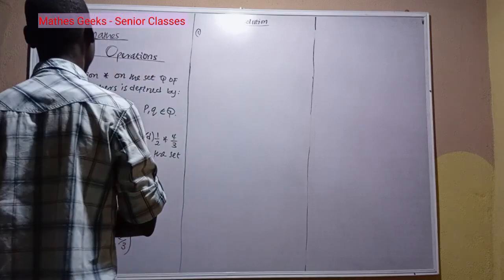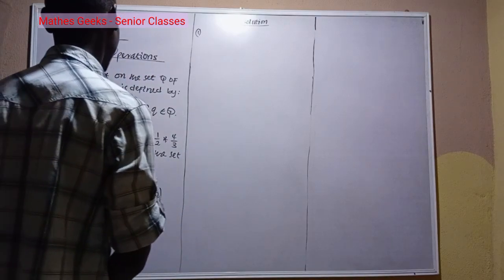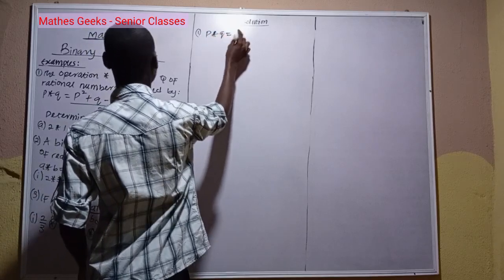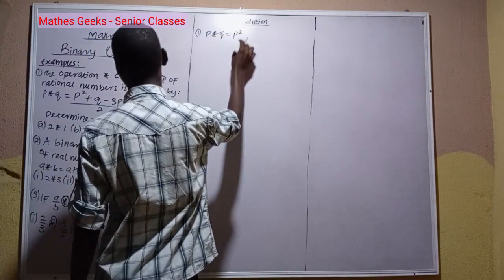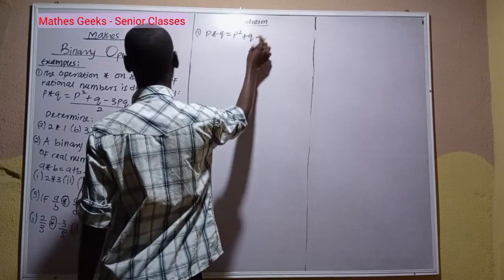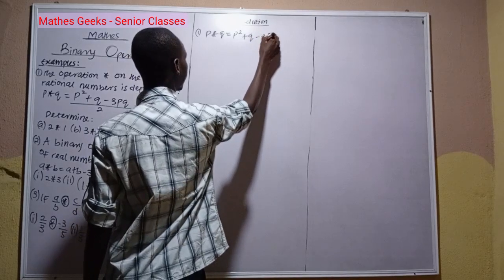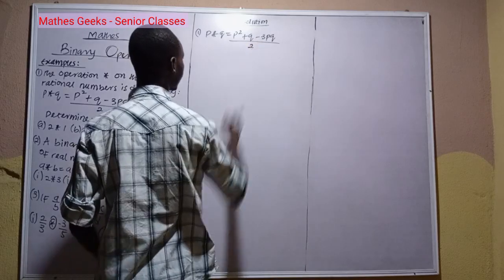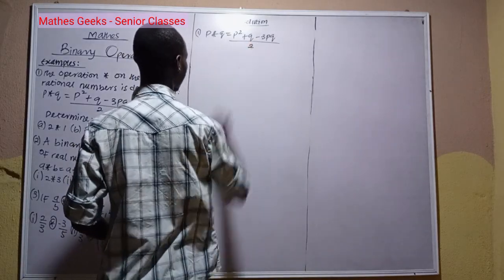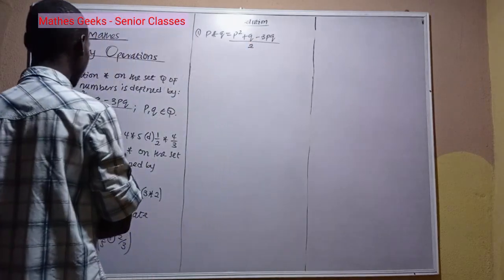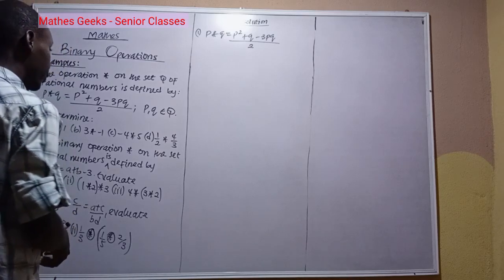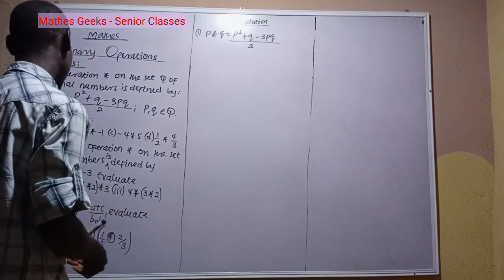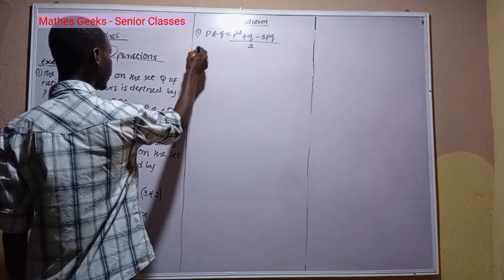The operation star on the set Q of rational numbers is defined by P star Q equals P raised to the power 2 plus Q minus 3PQ over 2, where P, Q are members of the set Q. Determine A, 2 star 1.